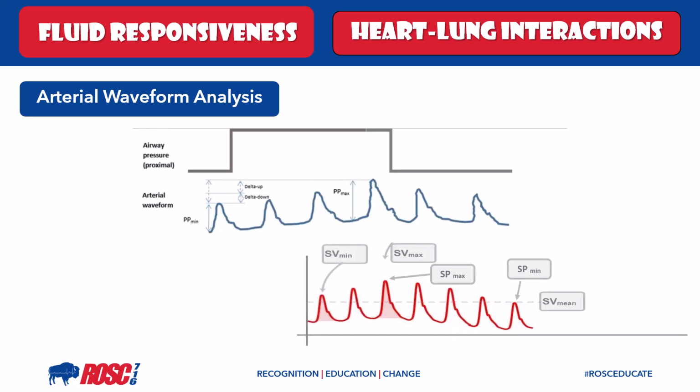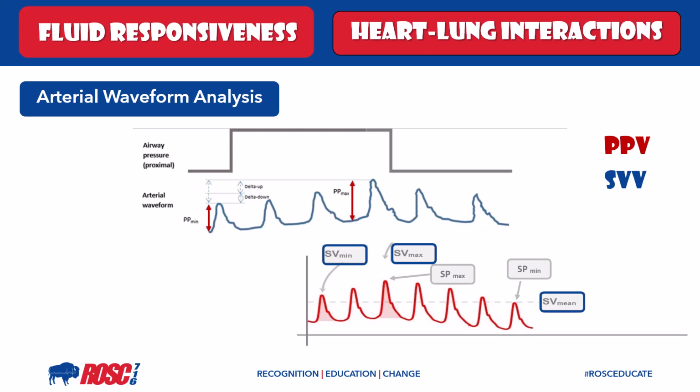Arterial waveform analysis is somewhat of a novelty of itself when it comes to hemodynamic monitoring. You have pulse pressure variation, and remember, pulse pressure is the difference between the systolic blood pressure and the diastolic blood pressure. So what you see here is the monitor measuring the difference between the pulse pressure max and the pulse pressure minimum. Next is stroke volume variation. And stroke volume variation is a bit different.